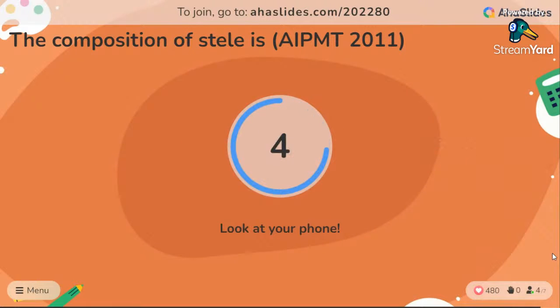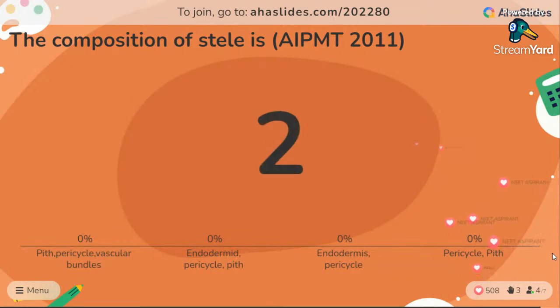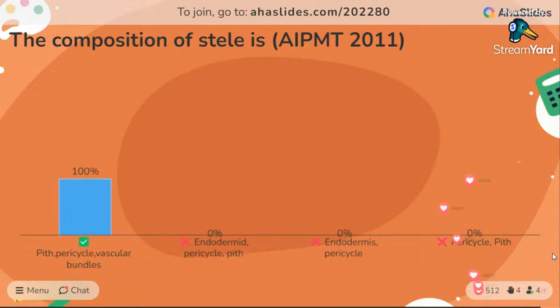The composition of the stele is AIPMT 2011. Pericycle, pith and vascular bundle, endodermis, pericycle and pith, endodermis and pericycle. Composition of stele is. Yes, let's have the correct answer on the screen. Very good, everybody. The correct answer is pith, pericycle, and the vascular bundle.